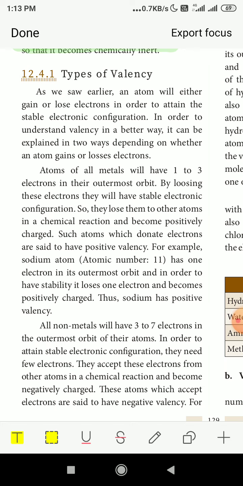Atoms of all metals have 1 to 3 electrons in the outermost orbit. By losing these electrons, they attain a stable electronic configuration. They lose them to other atoms in a chemical reaction and become positively charged. Such atoms, which donate electrons, are said to have positive valency. Those that give away electrons are called positive valencies.